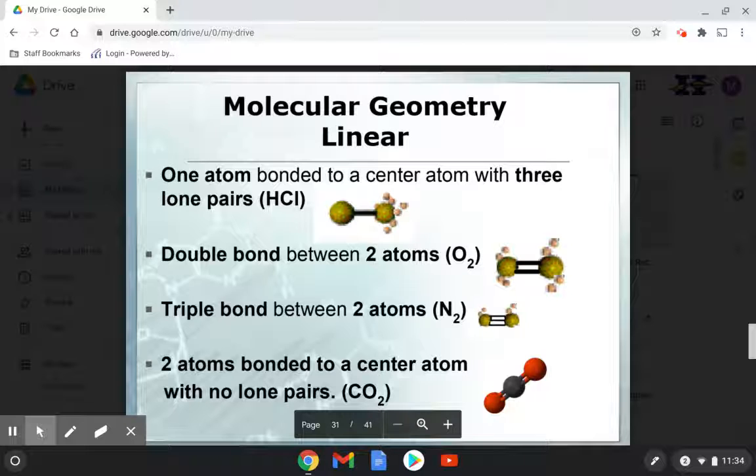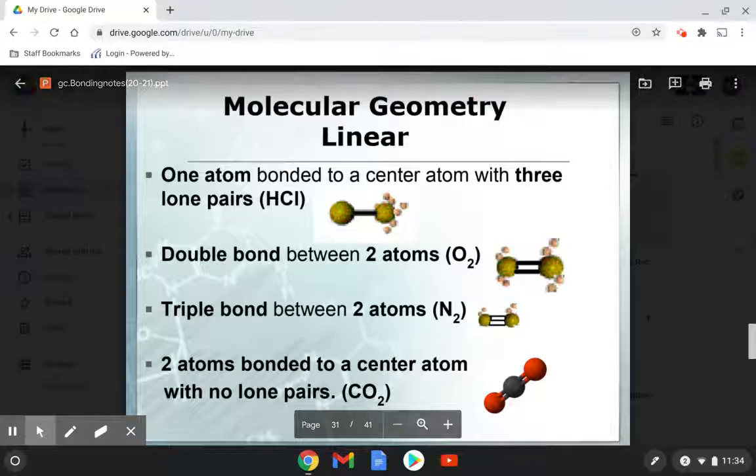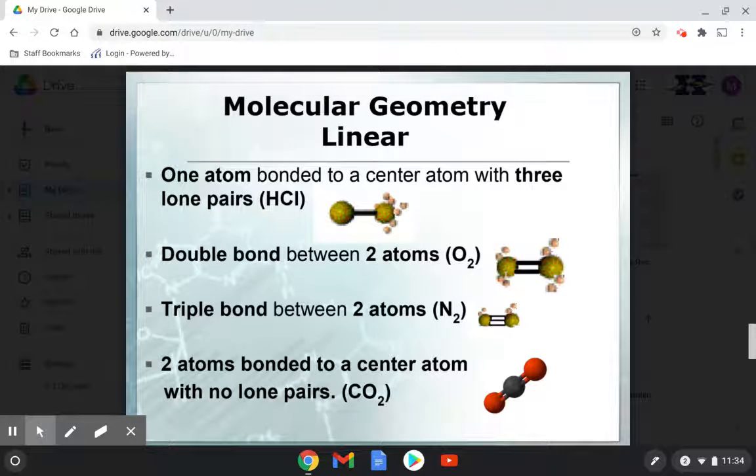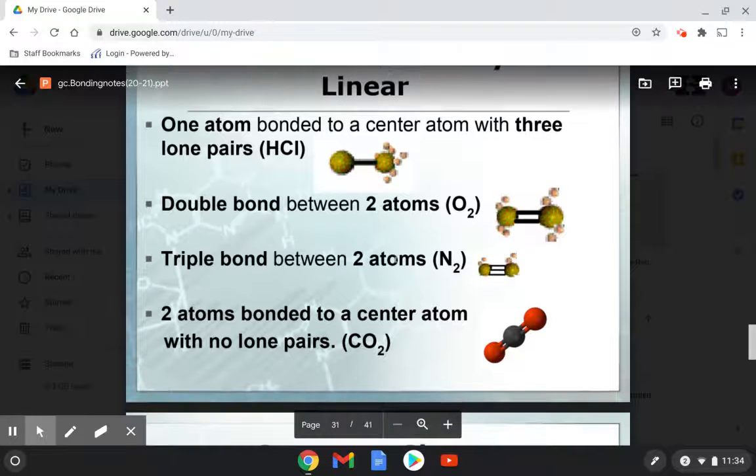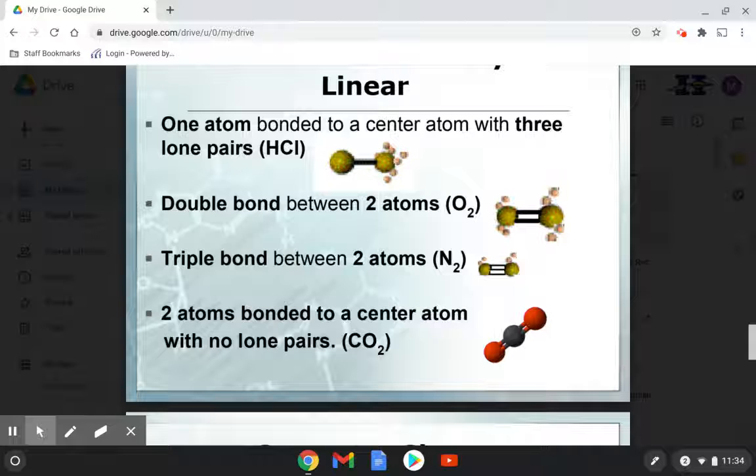Molecular geometry, we're looking at linear here. 1 atom is bonded to a center atom with 3 lone pairs. Again, we see this with hydrogen monochloride. We have the 2 atoms here, and we have the 3 lone pairs. Double bond, this would be 2 atoms. Again, we have a double bond here, and we have 2 lone pairs for each one. Triple bond, this would be between 2 atoms that have a triple bond. Again, they would have 1 lone pair each.